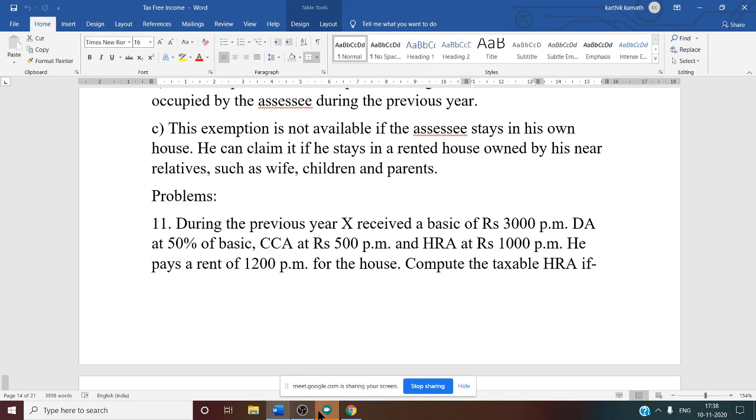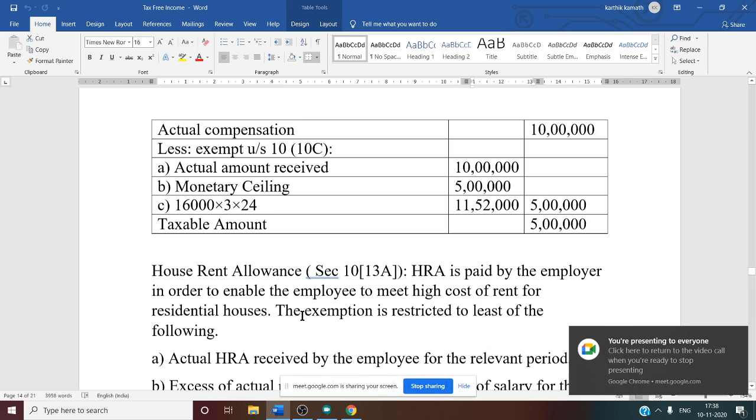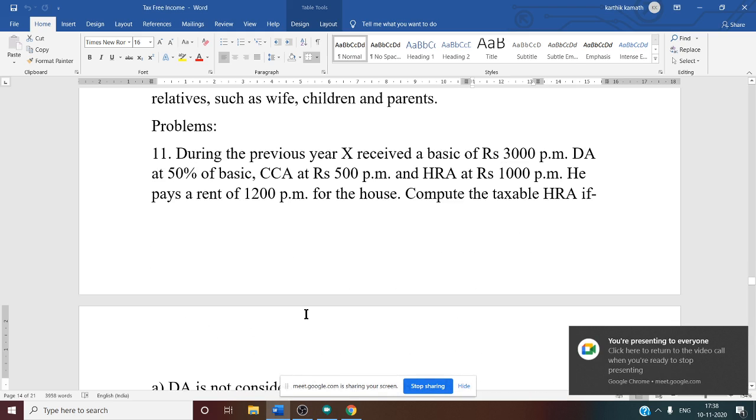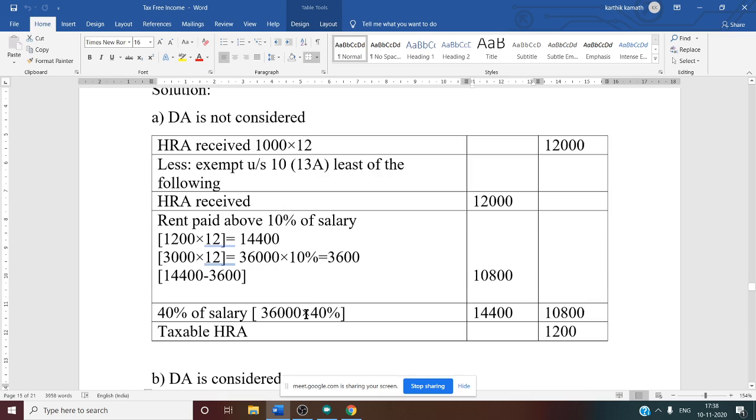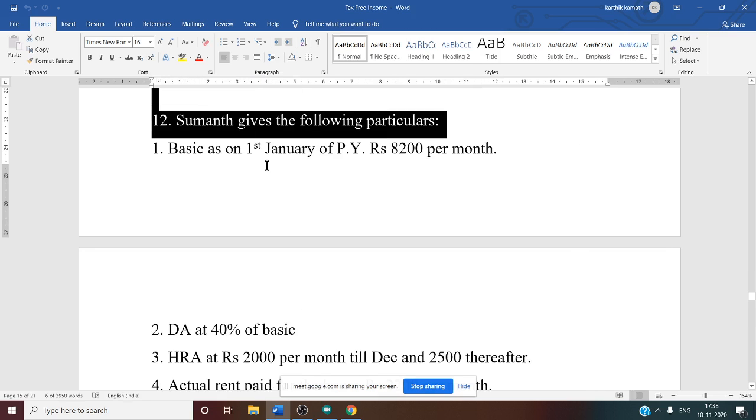See this, problem number 11 we have discussed till now. Up to the problem number 11 we have discussed. Now problem number 12, HRA calculation problem number 12.